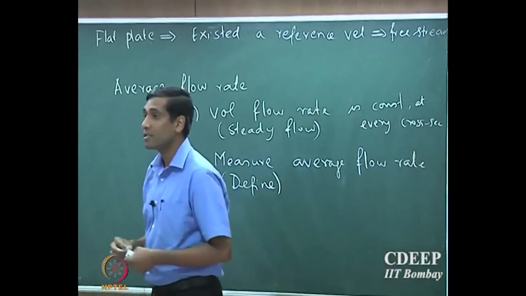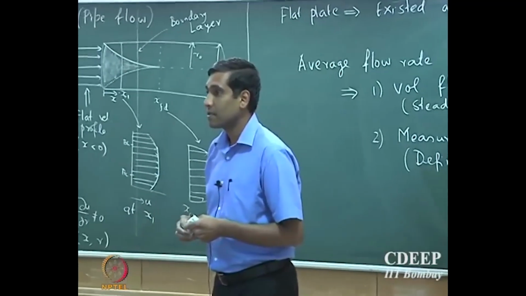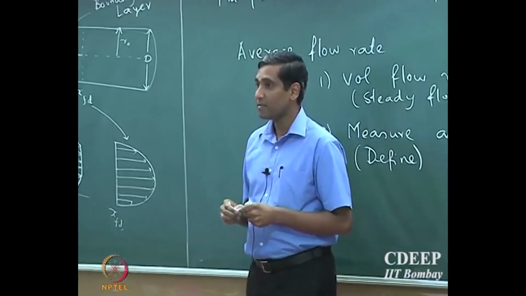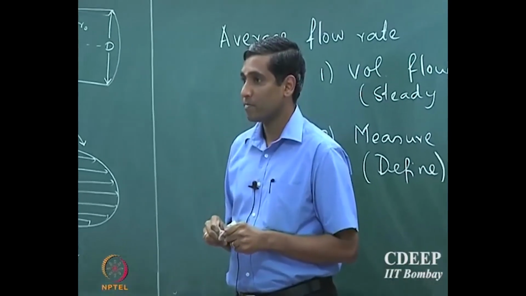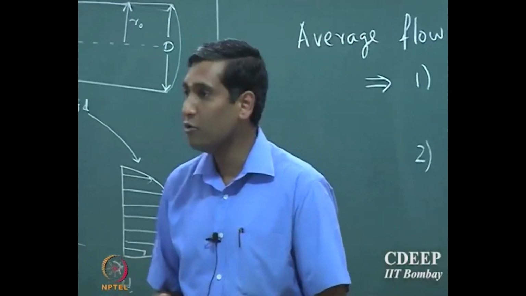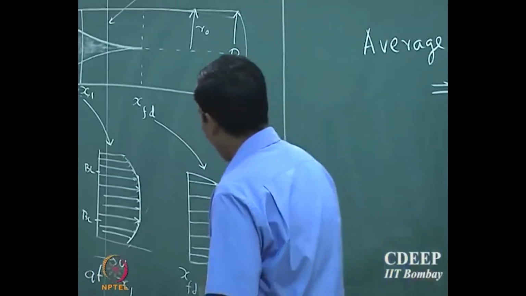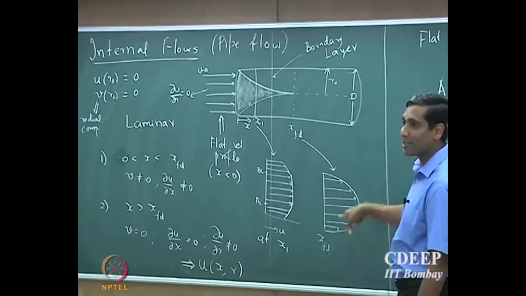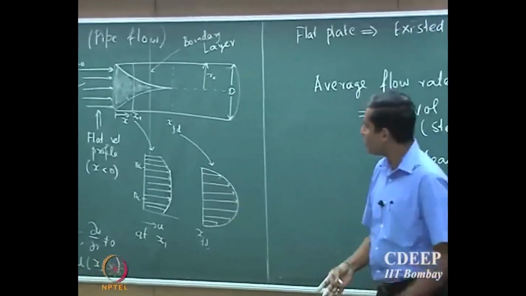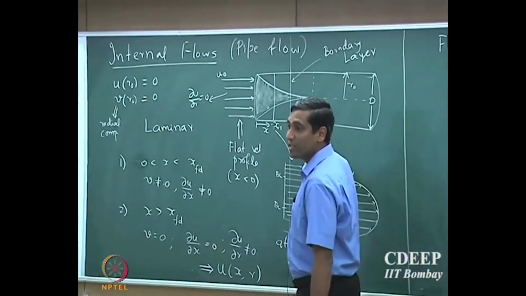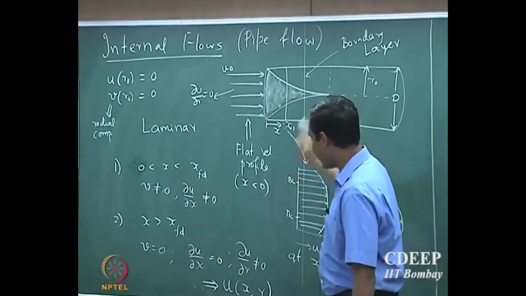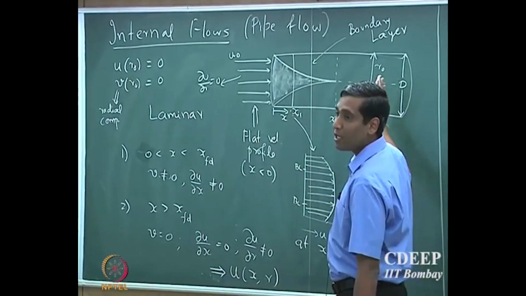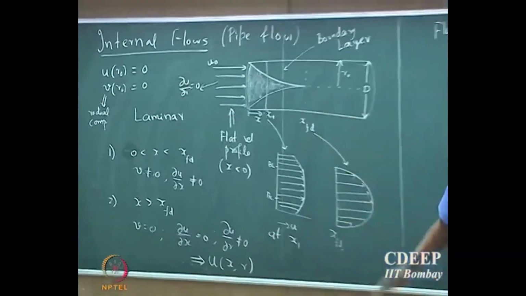Yes. du/dx is 0, yeah. U is, well, actually after this location, you're correct in observing that U is not x dependent, and we are going to show that rigorously. Right now we don't know anything about where this x_fd is. Before this point, you are correct that U is a function of both x and r, and after this point it's only a function of the radial position. You will see that in a short while.